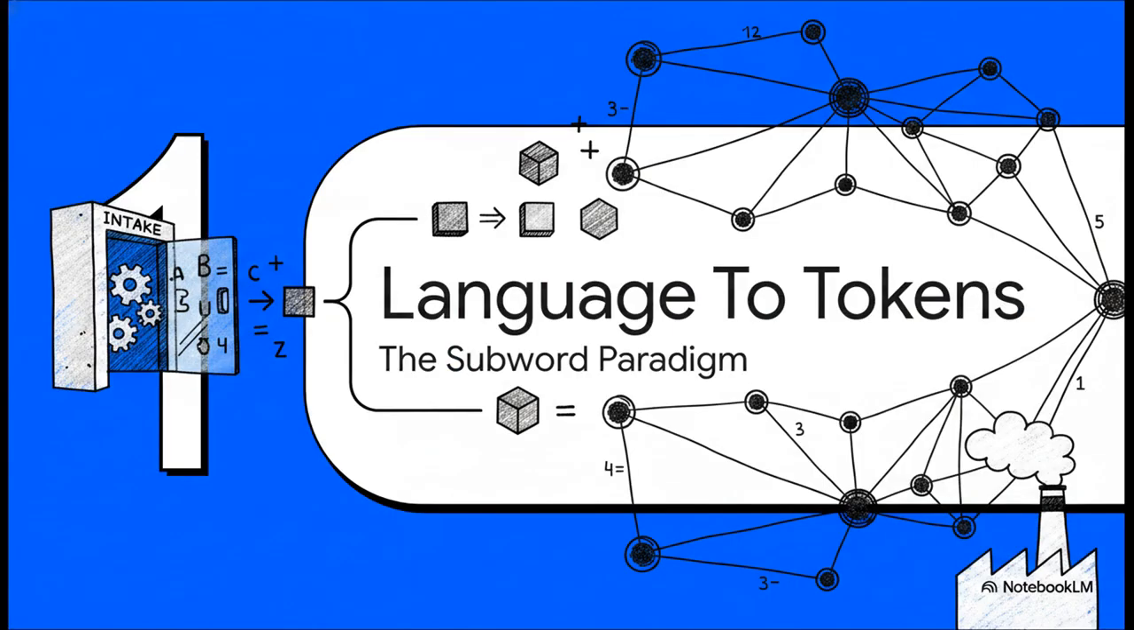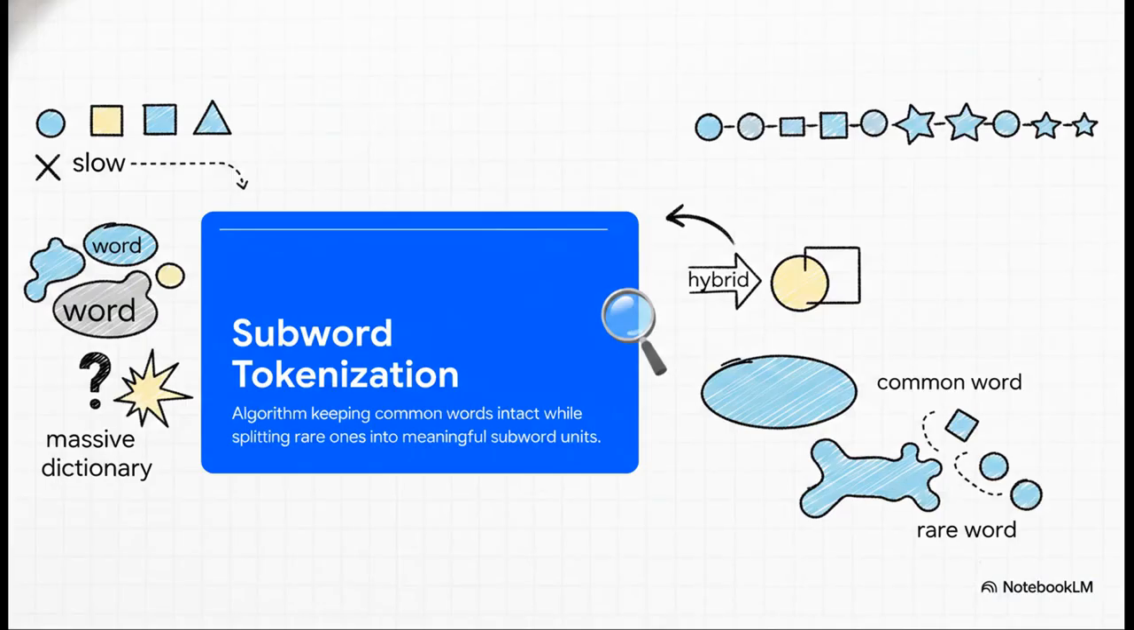Checkpoint 1. Translating language to tokens, the subword paradigm. So, welcome to the intake door. The very first thing we need to understand is that neural networks absolutely do not read characters or letters the way you and I do. They're massive mathematical engines, which means they strictly read numbers, specifically discrete mathematical tokens.